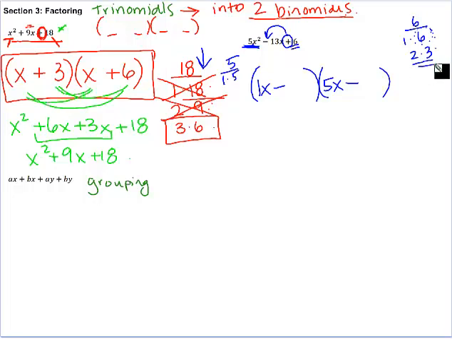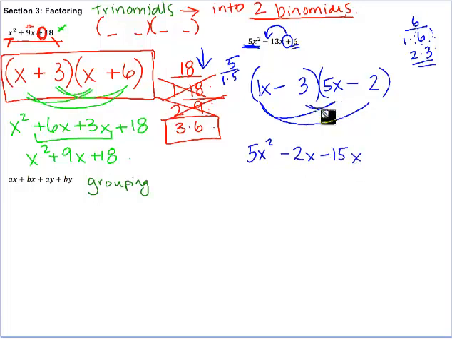So instead, I'm going to start by trying 2 and 3. All right, and you can put them in for any order. And now you try. So your first term, 1x times 5x is 5x squared. 1x times minus 2 is negative 2x. Negative 3 times 5x is minus 15x, and negative 3 times negative 2 is plus 6.